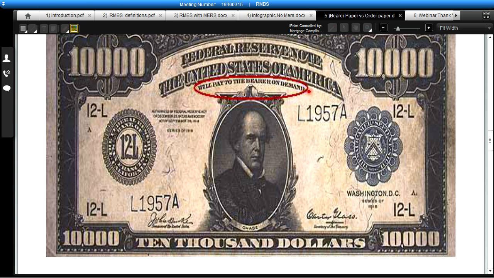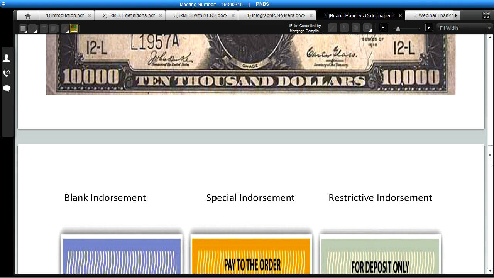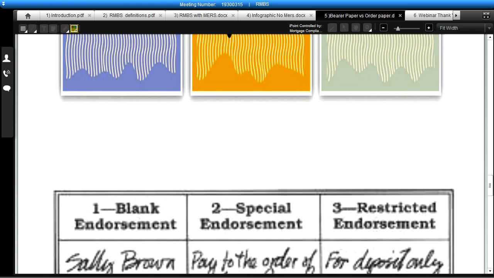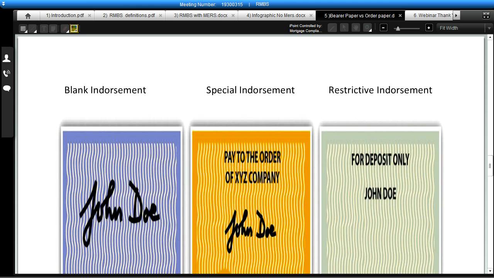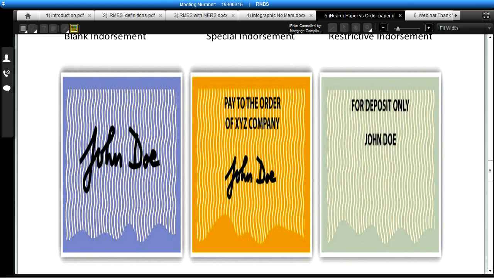That then means that one who is in possession. Now, the banks claim that they have instruments that are bearer instruments. However, their instruments are not bearer instruments. Their instruments are order instruments. Order instruments say pay to the order. It's order paper.